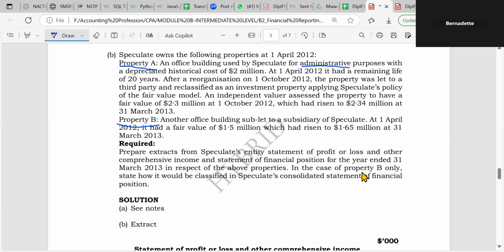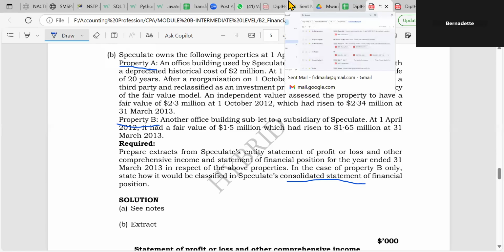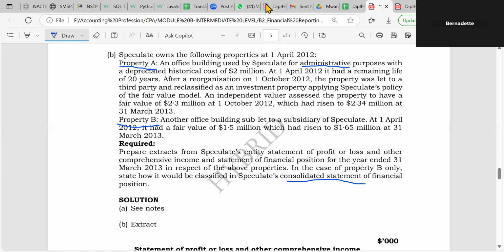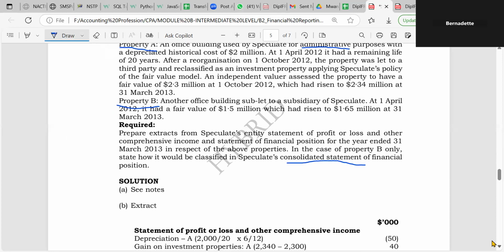But we are also told, in the case of property B, only state how it would be classified in Speculative's consolidated statement. When I told you before, there is this issue between parent and subsidiary. If you provide the building to a subsidiary, it's normal, you say it's an investment property. But now, let's say you are going to consolidate the books as a single economic unit. You would have to treat it as owner-occupied property. So that's what we are going to do here.